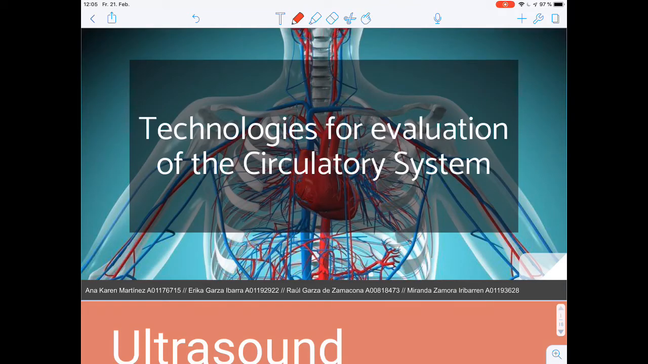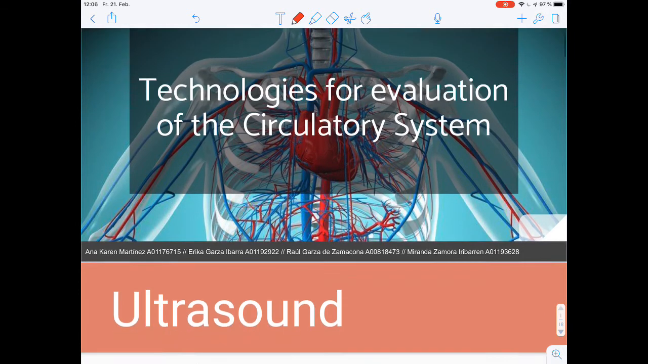We are the team of Ana Karen, Erika, Raúl, and Miranda, and in this presentation we're going to talk about technologies for evaluation of the circulatory system.